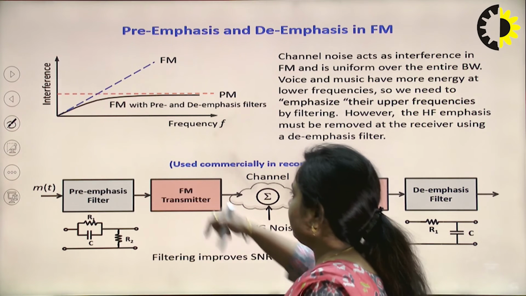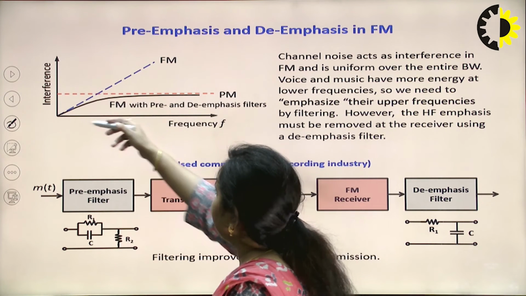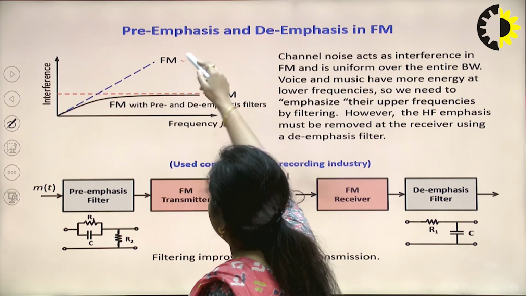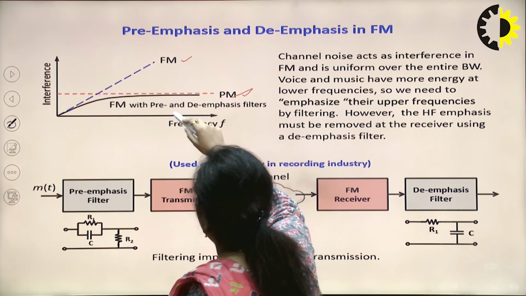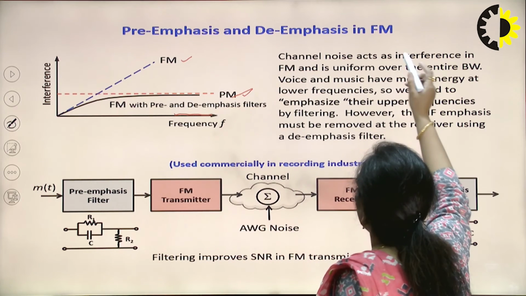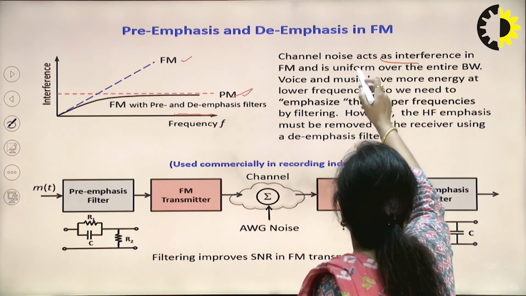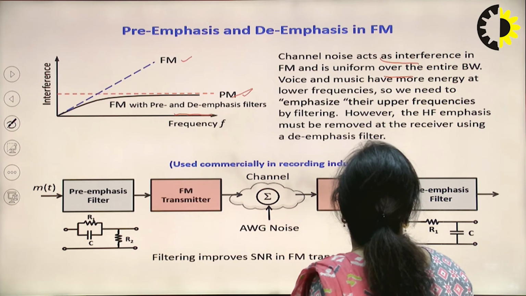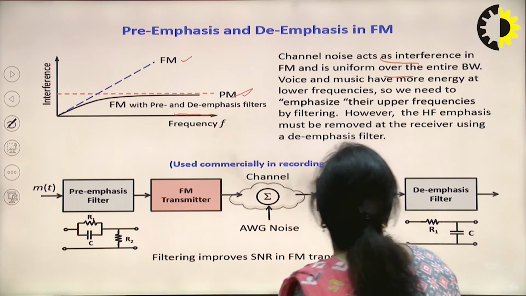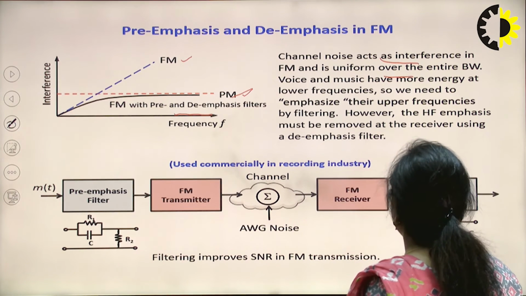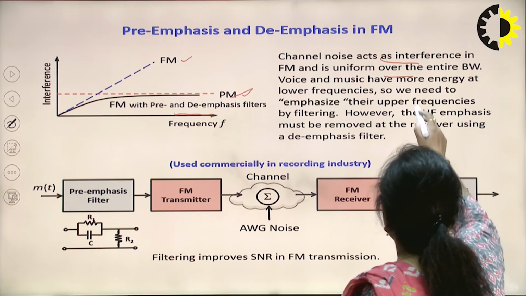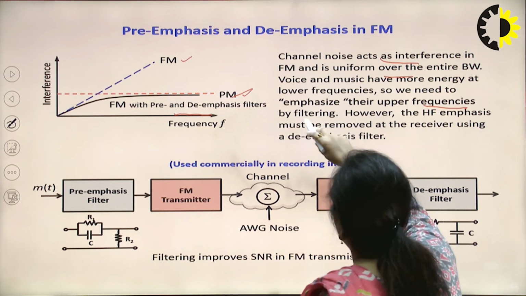So this is the waveform of interference versus frequency. This is the FM signal, this is the PM signal, and FM with preemphasis and deemphasis. The channel noise acts as interference in FM and is uniform over the entire bandwidth. Voice and music have more energy at lower frequencies, so we need to emphasize their upper frequencies by filtering.